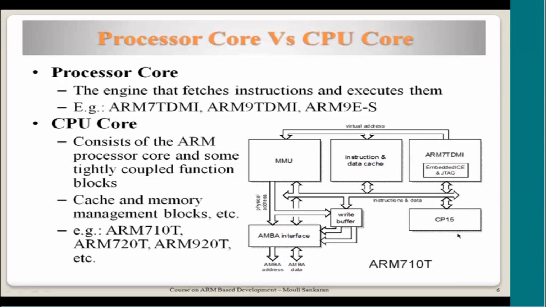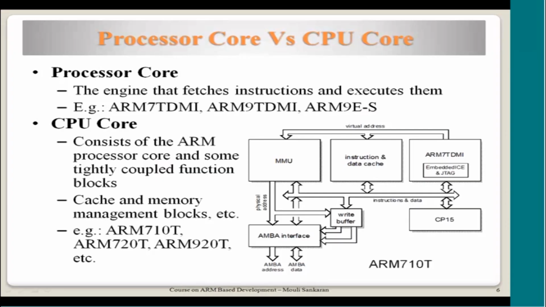So I hope this makes you understand the difference between a processor core, which could be ARM7TDMI or ARM9TDMI or one of them, and then the CPU core along with the different cache memory and other functions required in the SoC, which all combined together are called a CPU core. So the other units that are used along with the processor core may not be from ARM.